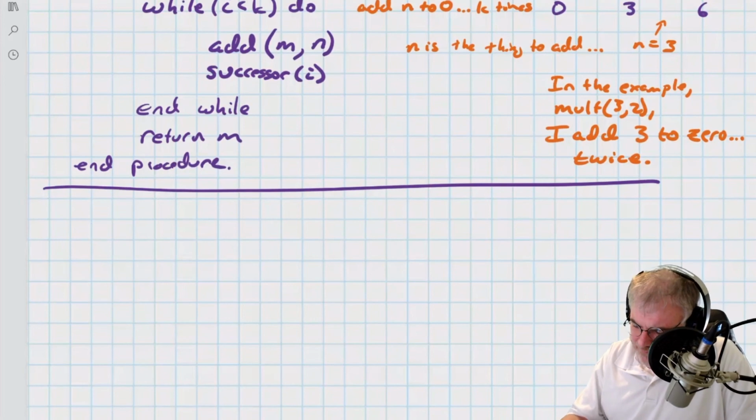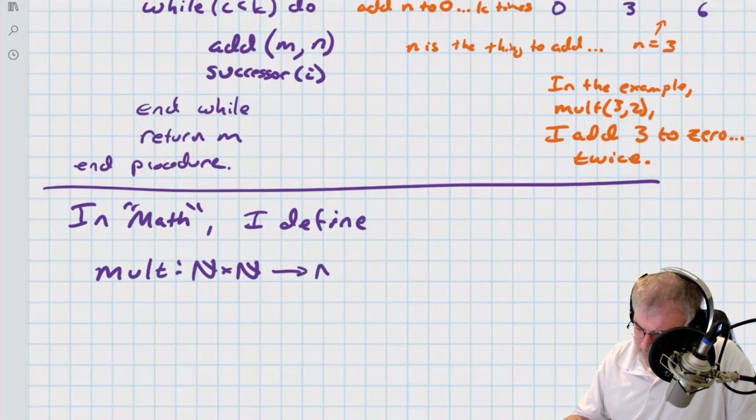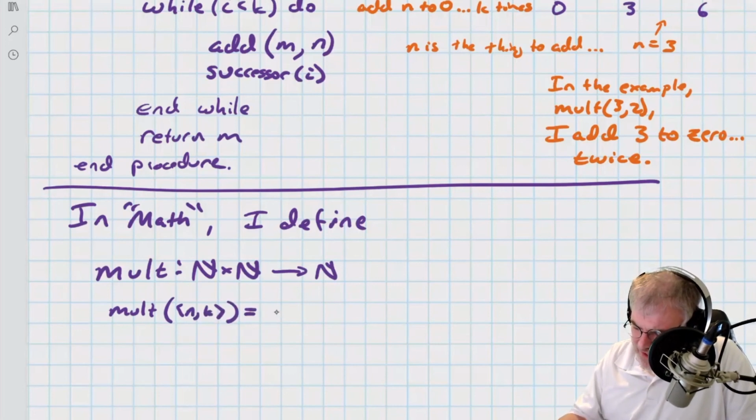So in math, I define mult as a function from N cross N to N, where mult of n, k equals, so this is weird, add of, I want k to be n, right? So I want to do this. So I want n here.